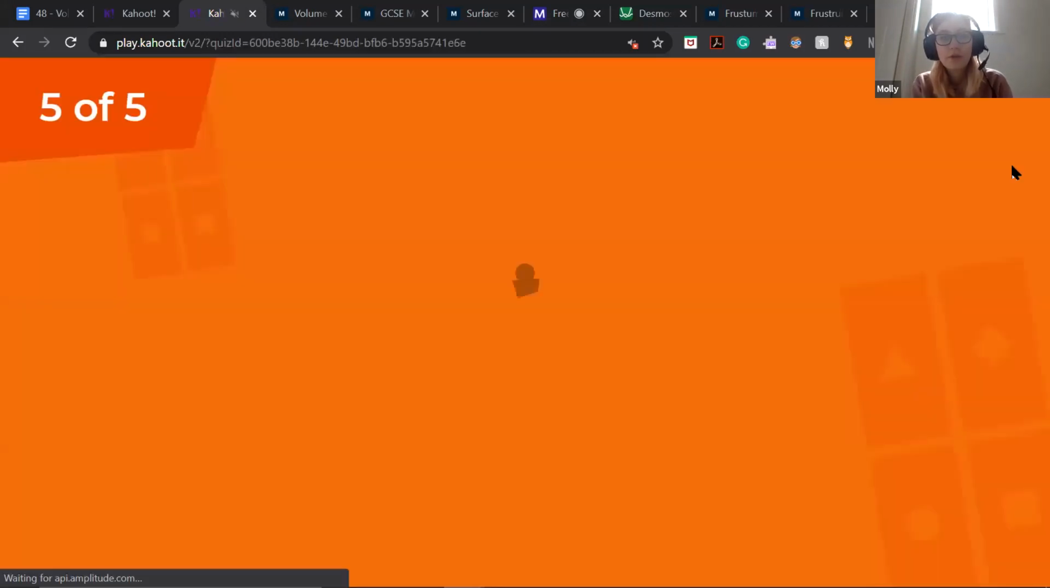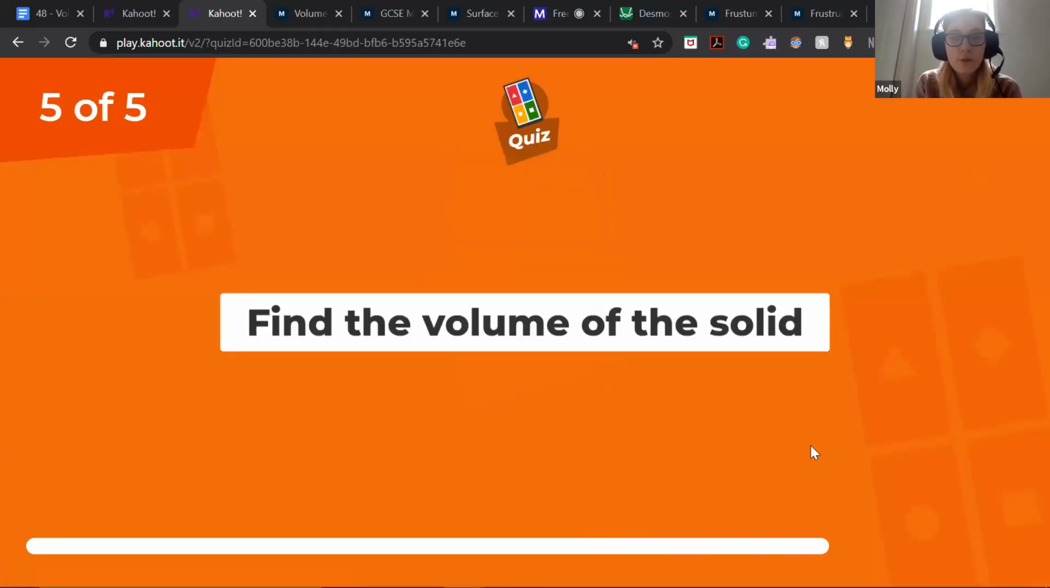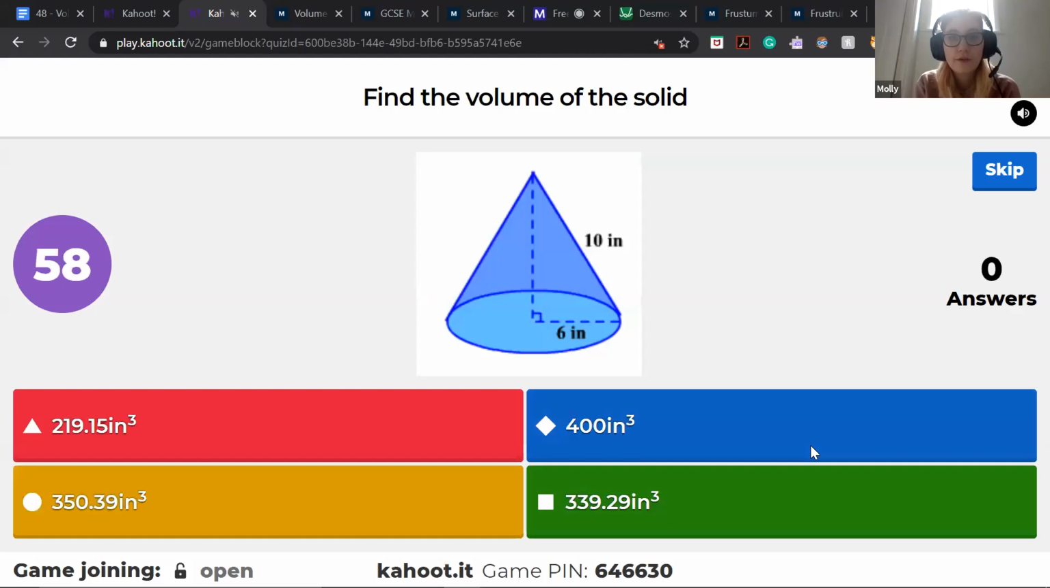So, final question. We want to find the volume of this solid here. So this one's a cone, again in inches, but see if you can remember the formula for the volume there and see what you get.